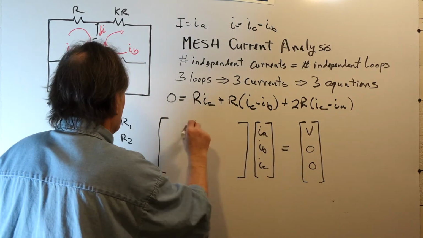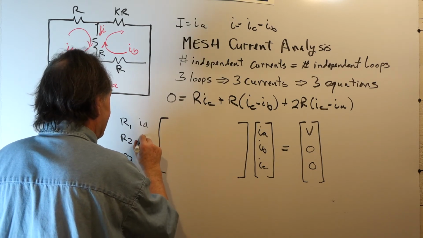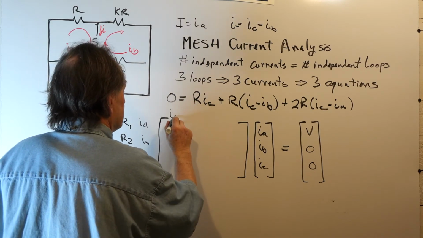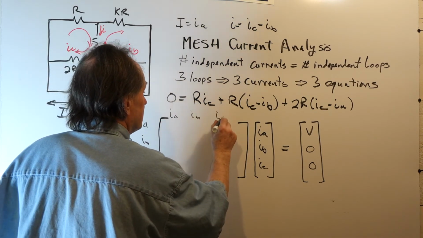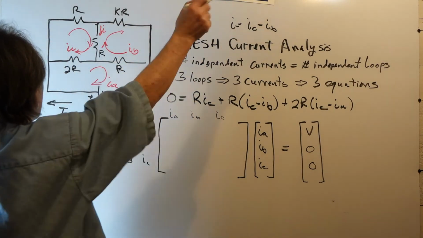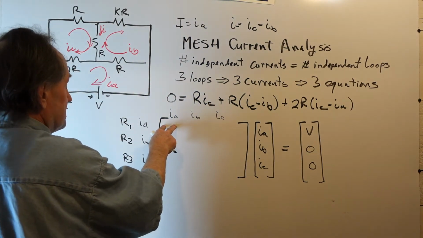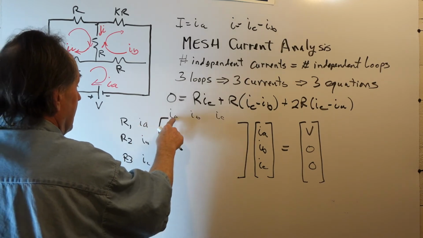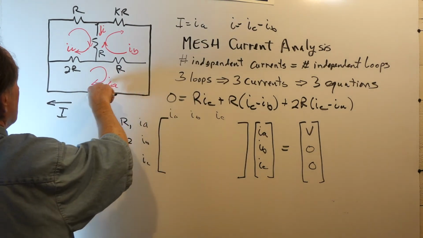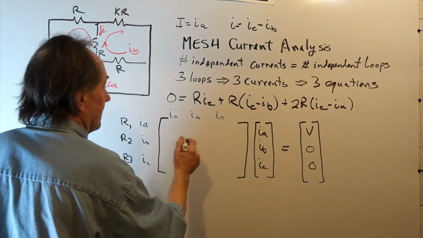This is the IA loop, the IA row. This is the IB row. This is the IC row. And we'll call this the IA column, the IB column, the IC column. You'll see in a moment why I'm doing that. Now, for the IA loop, the entry in here is the resistances that IA touches with itself. So IA goes through 2R plus R, so that will be 3R.